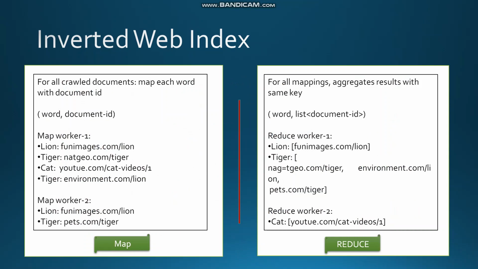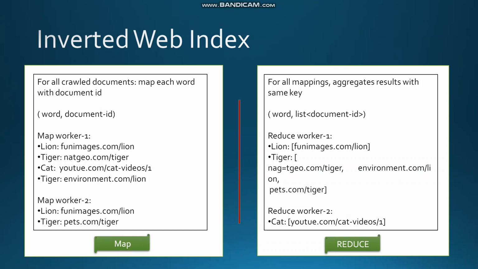Another example we can see is the inverted web index. So, when you search for a particular query or for a particular term in Google, Google has an index of all the URLs or all the HTML documents which have that particular query.